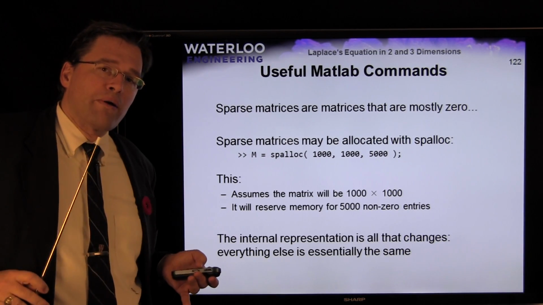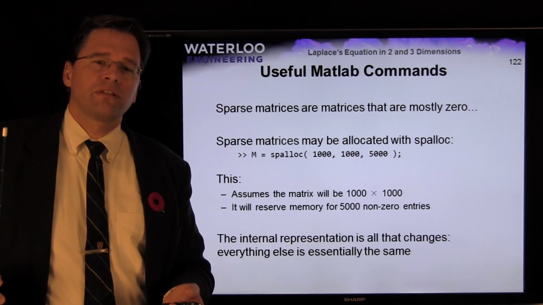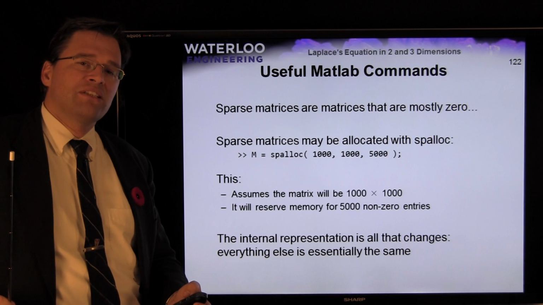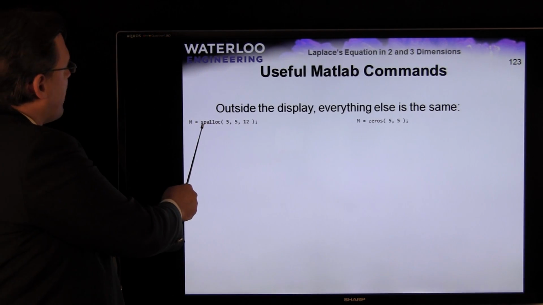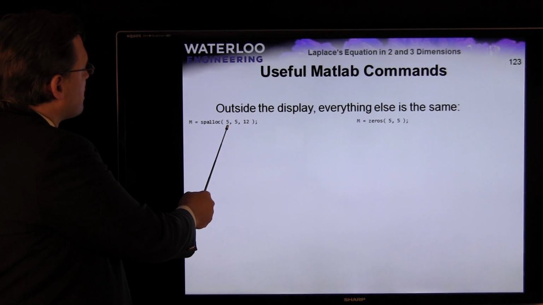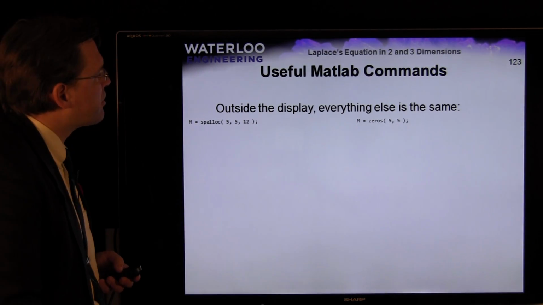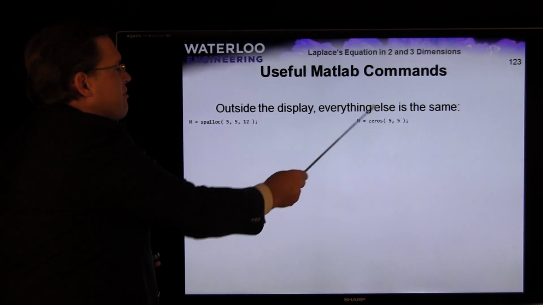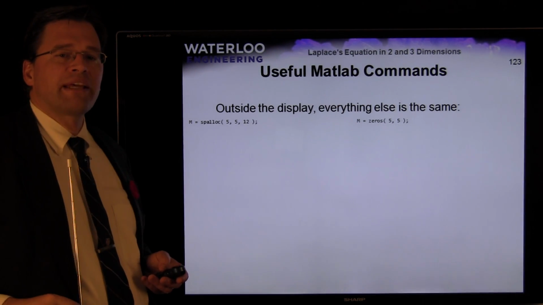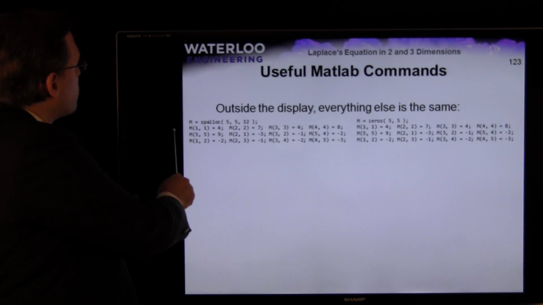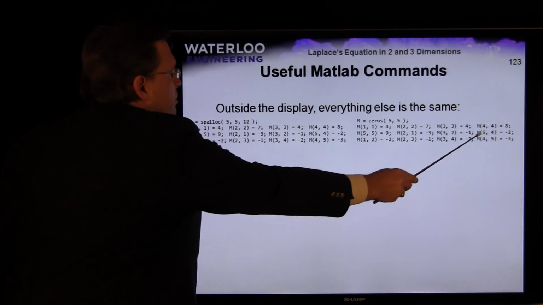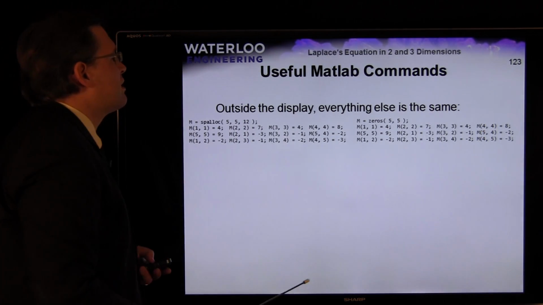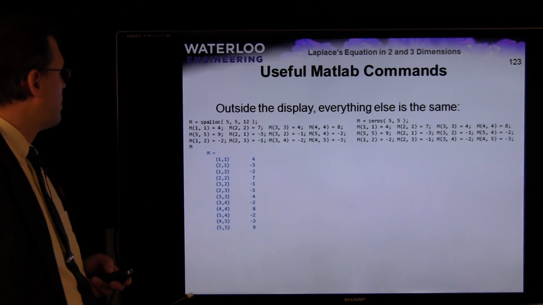What's really cool, however, is that you don't have to do anything else. The internal representation is different, but the interface is the same. Here, I allocate memory for a sparse matrix that's 5 by 5 with 12 non-zero entries. Here, I have a zeros matrix that is 5 by 5. I'm just going to assign to various entries within the matrix. Here, I'm going to assign to the same entries, but in this matrix.